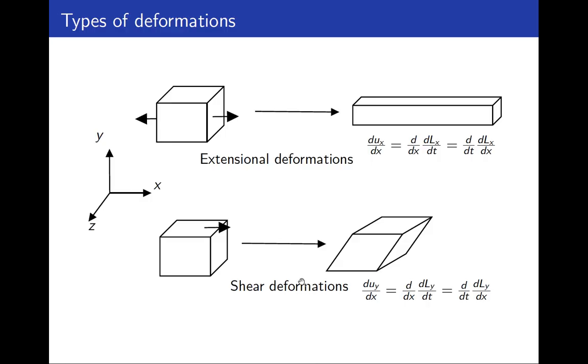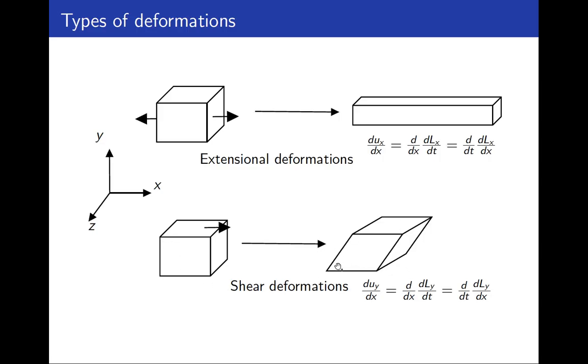Shear deformations are also known as tangential deformations. In this kind of deformation, there is an angle. An angle is going to be formed here, which is going to be different to the one observed here.